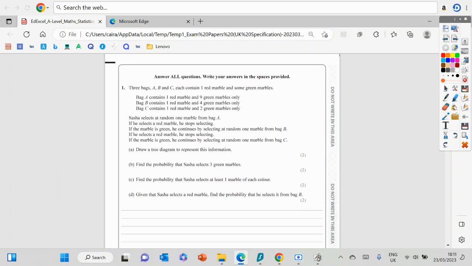So 3 bags A, B and C each contain 1 red marble and some green marbles. Bag A contains 1 red marble and 9 green marbles only. Bag B contains 1 red marble and 4 green marbles only. Bag C contains 1 red marble and 2 green marbles only.